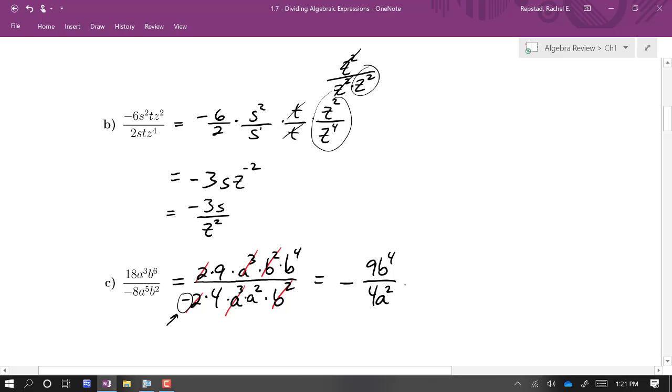If your result is negative, it's conventional to put it either out in front of the fraction, as I have written it here, or with the numerator. It's not common to leave the negative in the denominator.